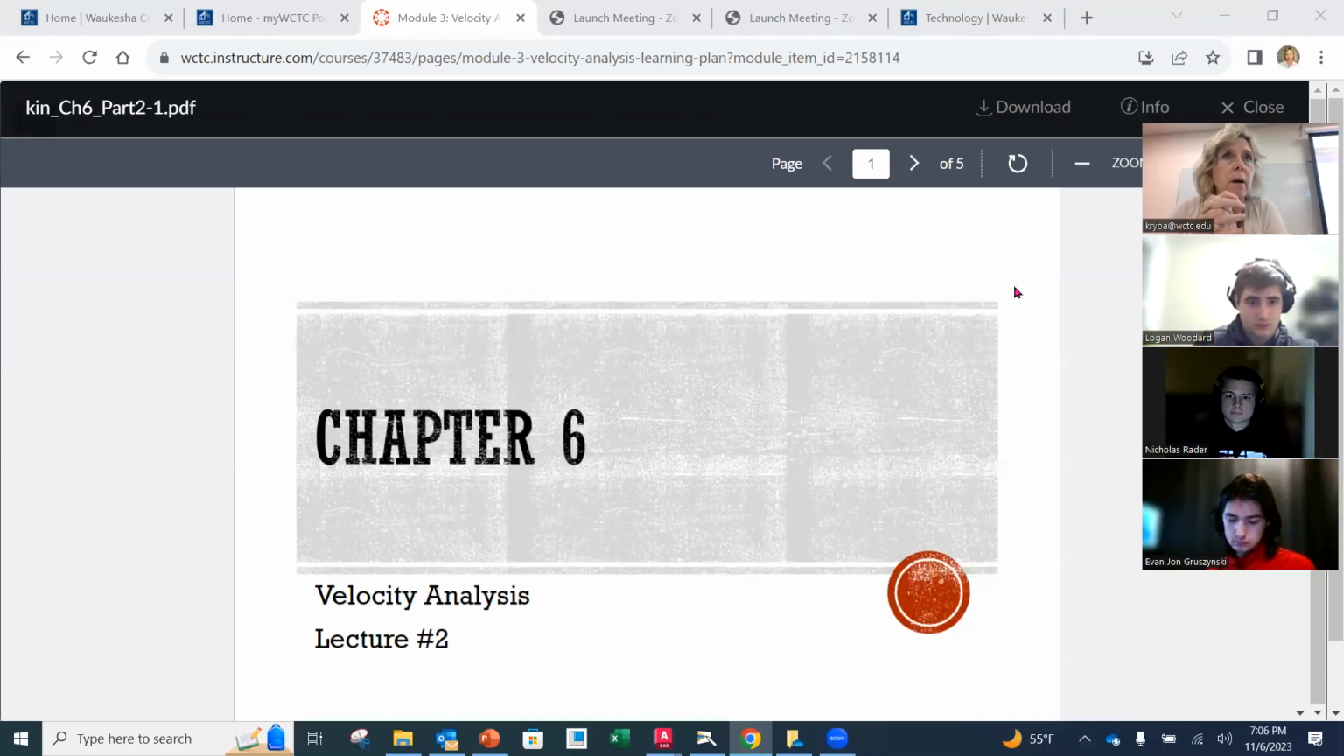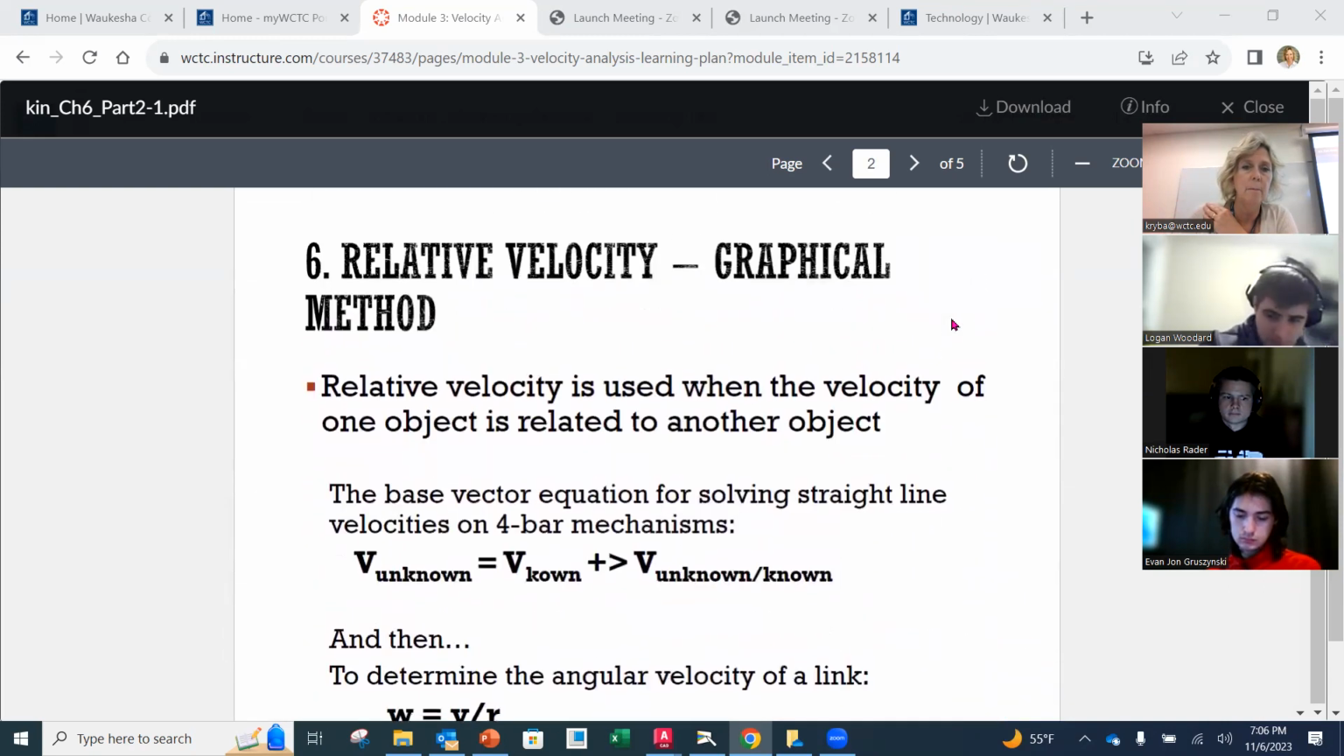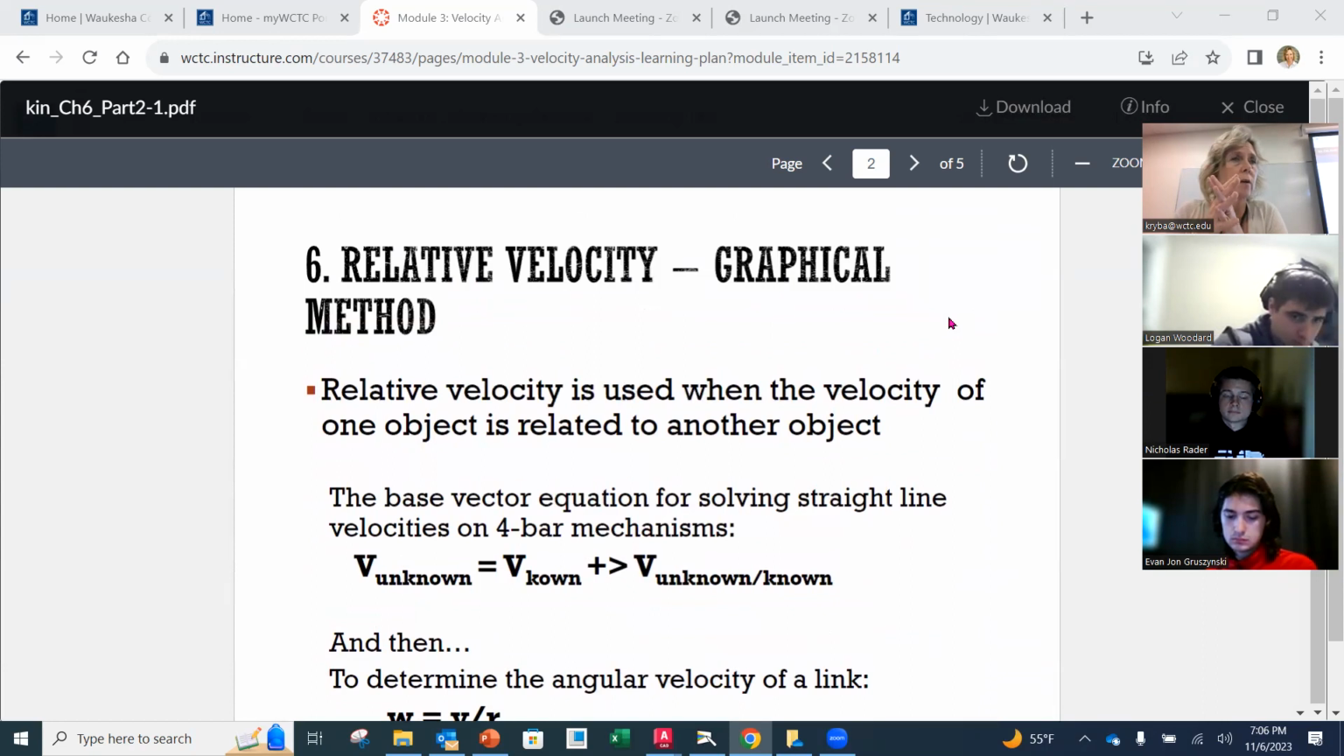Okay, so the second part of our velocity analysis in chapter 6 is going to be looking specifically at relative velocities. So relative velocities using the graphical method is a process that we're going to be using when we need to know the velocity of something that is dependent on something else that's in our linkage.